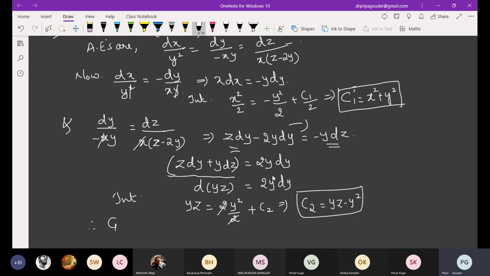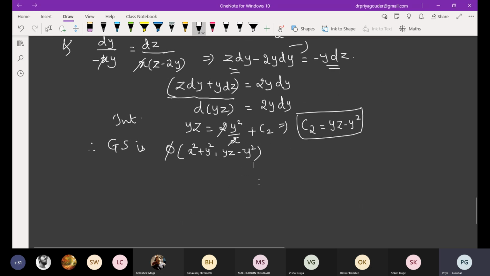So what is the last answer? General solution, how to write? Phi of first relation comma second relation. So sometimes it becomes easy, directly you can do, and sometimes you have to think of some simplification. So this is actually a method which is not a usual way. You need to think and apply according to that.